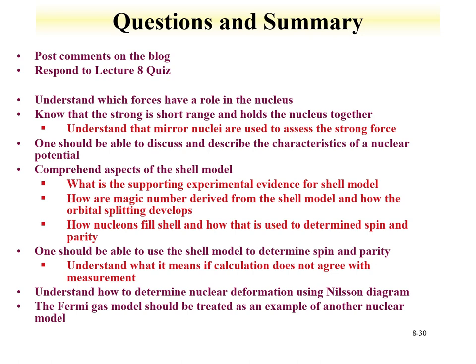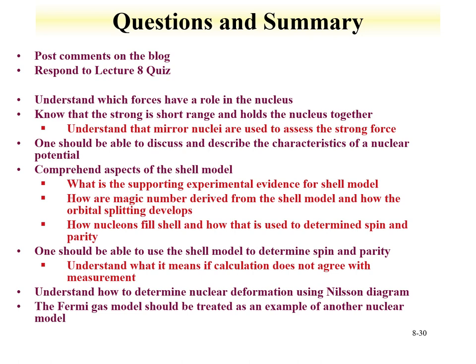One should be able to discuss and describe the characteristics of a nuclear potential. This nuclear potential has some characteristics, such as that it can stabilize neutrons from decay. You should be able to comprehend the aspects of the shell model. This includes what experimental evidence supports the shell model, how magic numbers are derived, and how the level splitting developed into the shells. You should understand how nucleons fill shells and how this is used to determine spin and parity of a nucleus. Fundamentally, those unpaired nucleons provide the spin and parity that go into the nucleus.